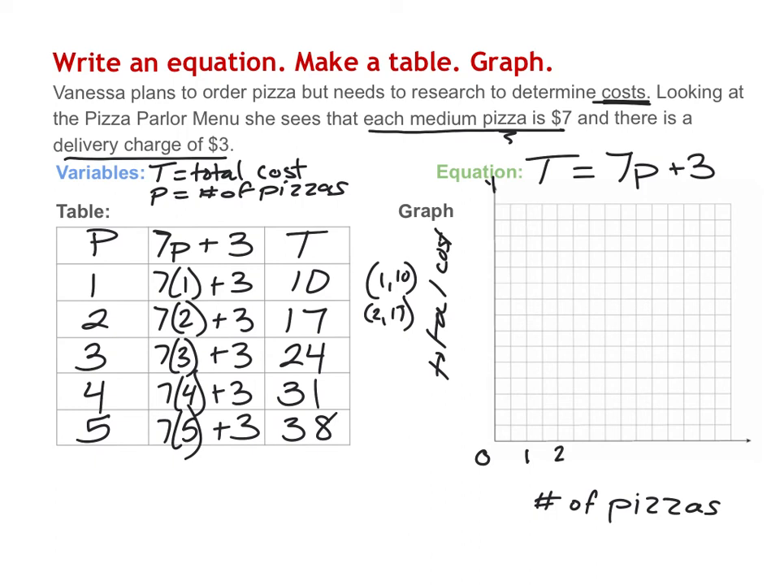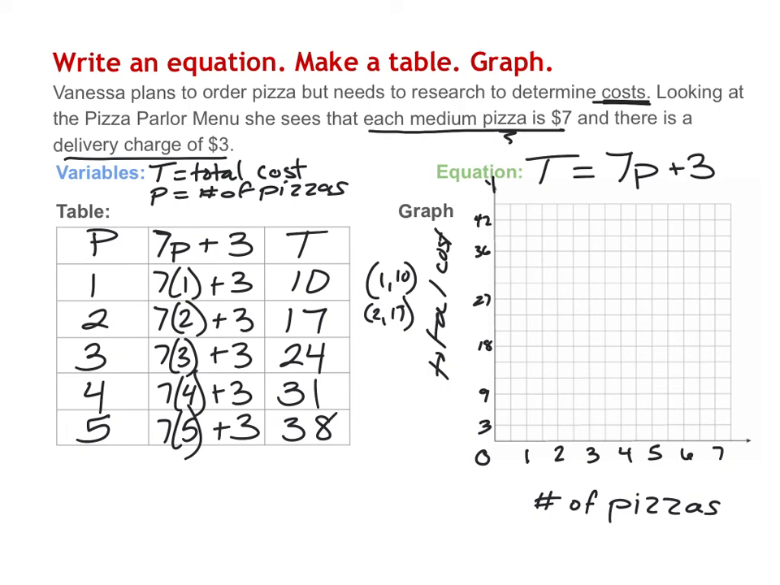So 1, 2, 3, 4, and 5. On the side, I'm going to have it go by 3. So each one line is worth 3. So I can say 3, 6, 9, 12, 15, 18, 21, 24, 27, and then 30, 33, 36, 39, and 42 up here. So just knowing what your intervals are and staying consistent. You can't go by 3 once and then 2 the next.